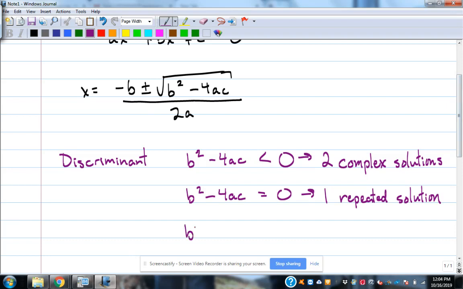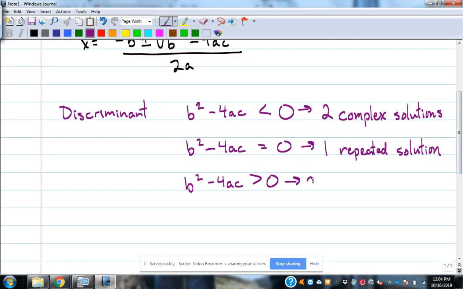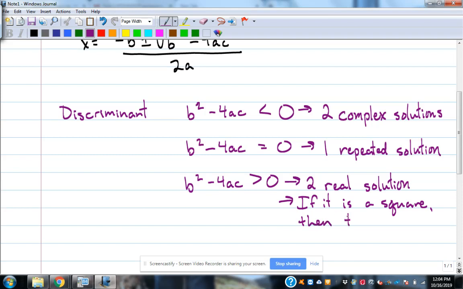So what's the only other scenario? Greater than 0, which is what kind of number? Positive. So if it's positive, that automatically means we're going to have two real solutions. So real numbers. If it's positive and a square number, so if it is square, then there are two rational solutions.